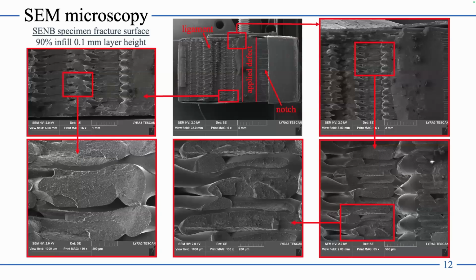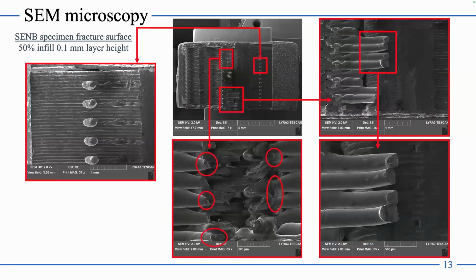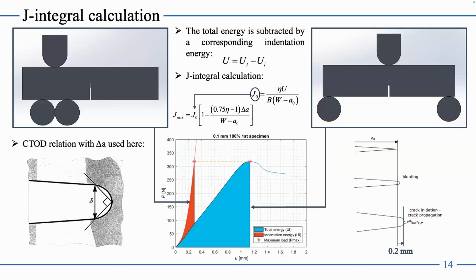And I'll show you just 2 images of the SEM microscopies. So with the 90% infill, you can see here the fractured filaments actually failed in a brittle manner. Alas, the 50% ones had some plastic deformation at these fractured parts. So with lowering the infill density, it also changes the fracture surface of this type of specimens.